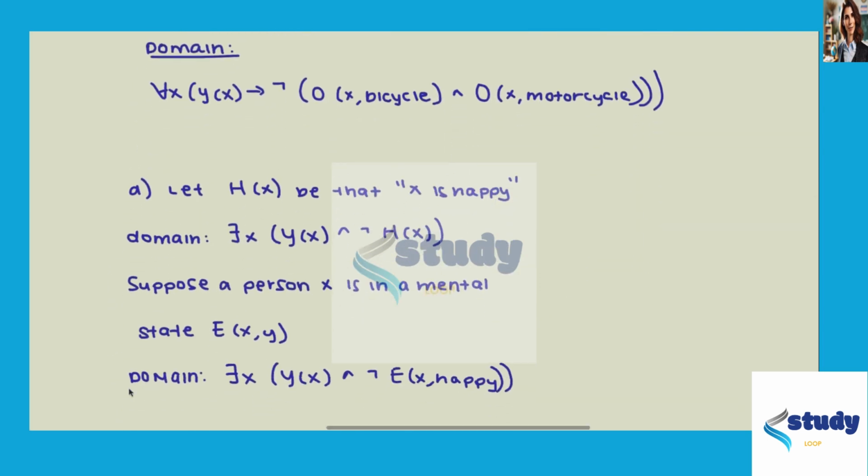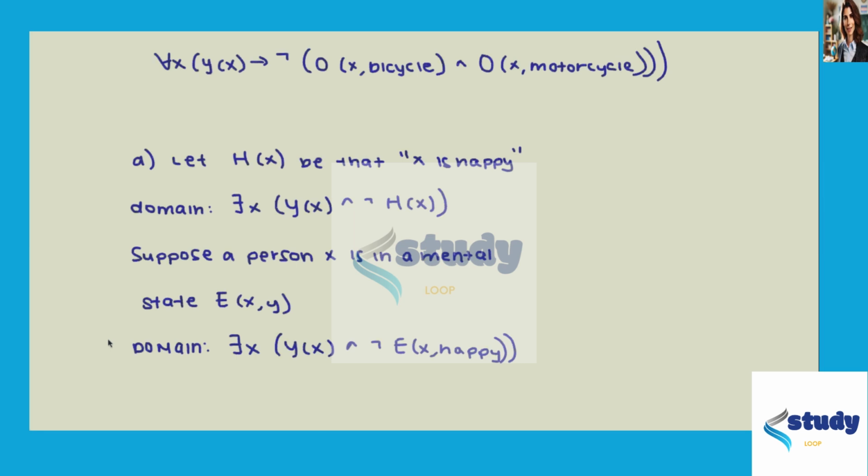Now let's move on to D. We're going to let h of x be that x is happy. So this would be that there exists an x such that y of x and not h of x. This is saying that there exists a person such that they are not happy. So suppose a person x is in the mental state E of x comma y. Taking all of these conditions into account, there exists an x such that y of x and not E of x comma happy.